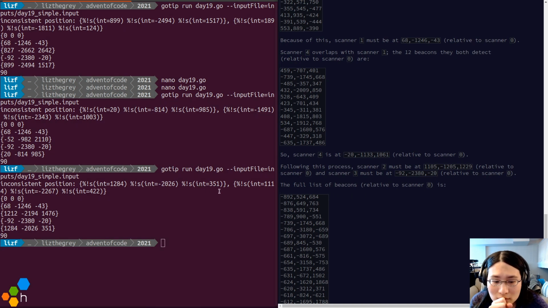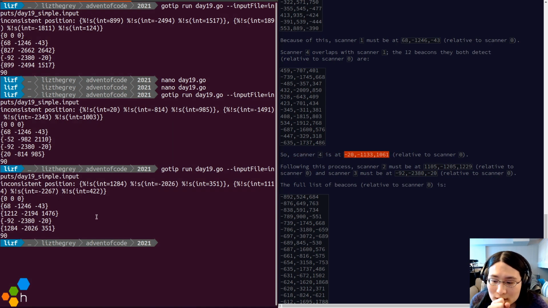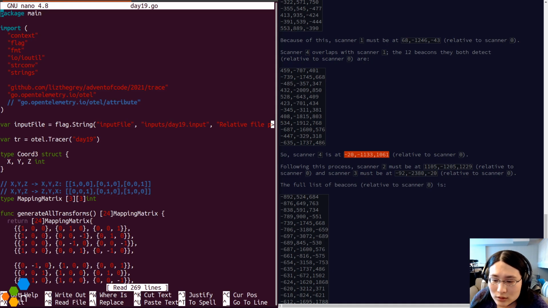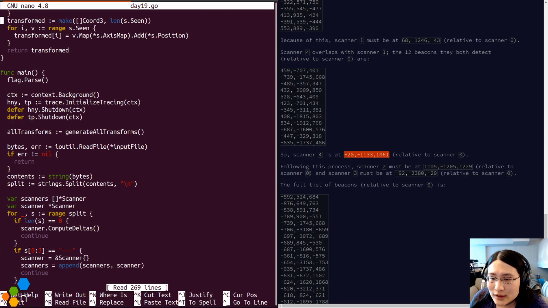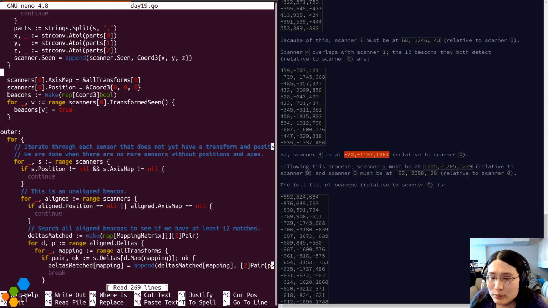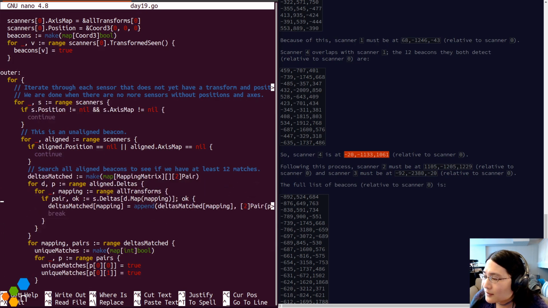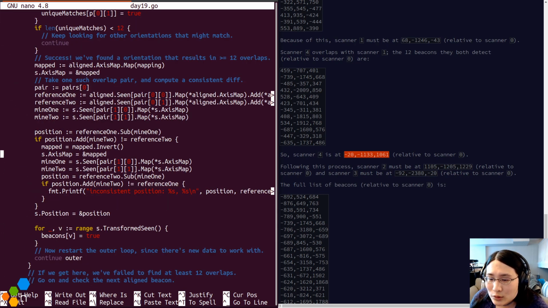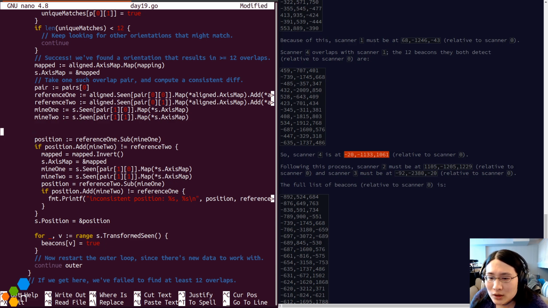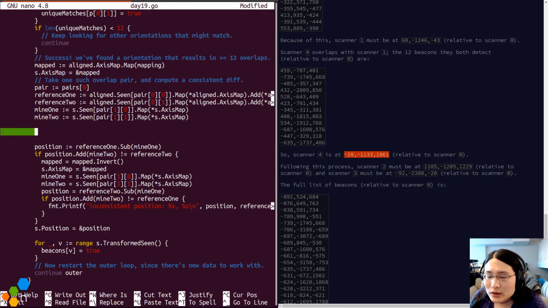Yeah, okay, is one of these correct now, potentially? So scanner 4 should be at -20, -1133, 1061. Okay, given I know this, let's try printing these and seeing... so when I talk about walking it back correctly, let's show you what I mean.